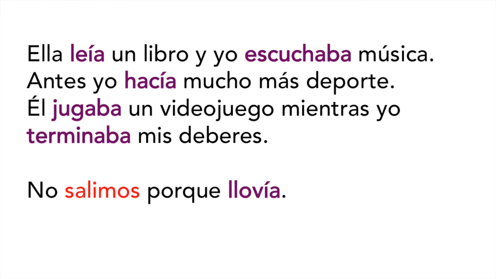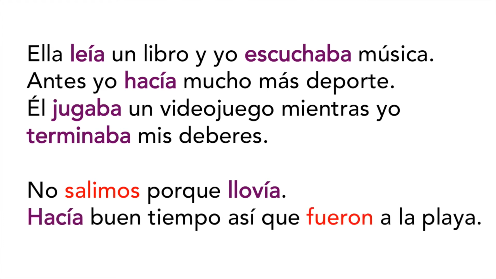No salimos porque llovía. We didn't go out because it was raining. We've got two past tense verbs here, but only the second one is in the imperfect because that is describing what was happening. It is setting the scene in the past. It was raining. Llovía. Hacía buen tiempo, así que fueron a la playa. The weather was nice, so they went to the beach.